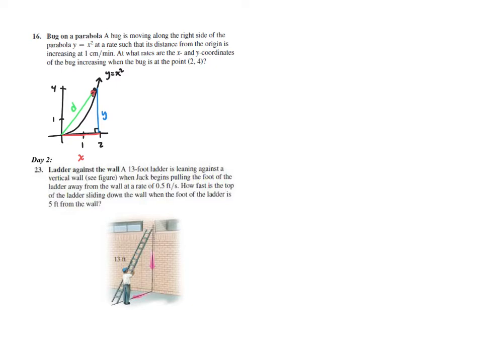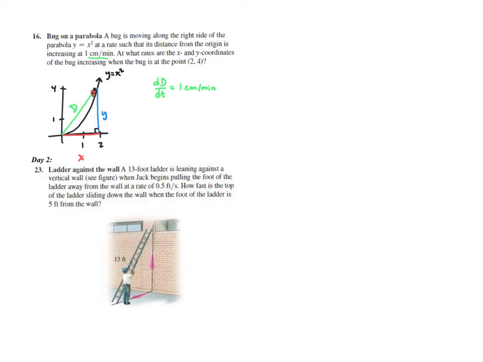A bug is moving along the right side of the parabola y equals x squared at a rate such that its distance from the origin is increasing at 1 centimeter per minute. I just realized I want to call this green length, which is his distance from the origin, capital D. You'll see why here in just a second. So I'm given, based on that information, that dD/dt is going to equal 1 cm per minute. All right, so that's one of those given values.